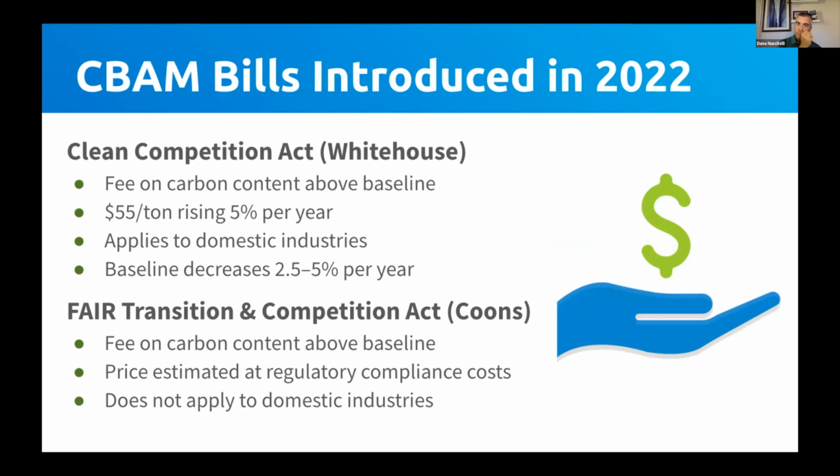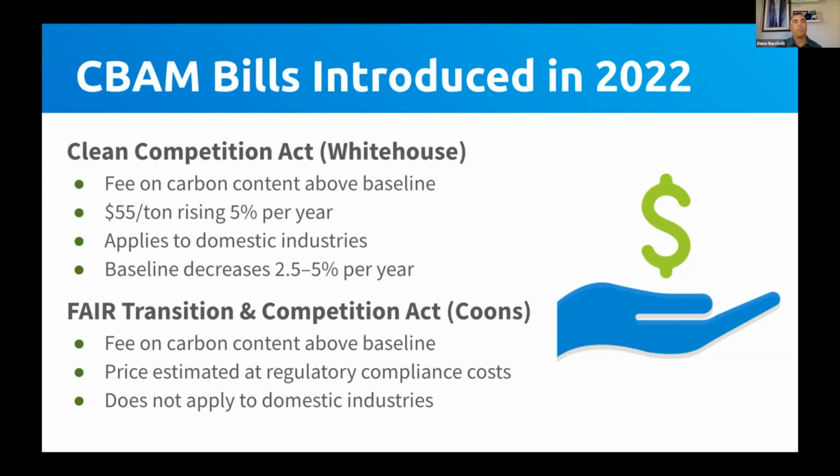And so when you import a product, say you're importing Chinese steel, and let's say US steel has a carbon content of 1 and Chinese steel has a carbon content of 1.5, then you put the carbon price on just the extra 0.5 of carbon content, not on all the carbon, just on the extra above the US average. In Whitehouse's bill, he would have put a $55 per ton carbon price, rising at 5% per year, which is basically the US federal government estimate of the social cost of carbon.